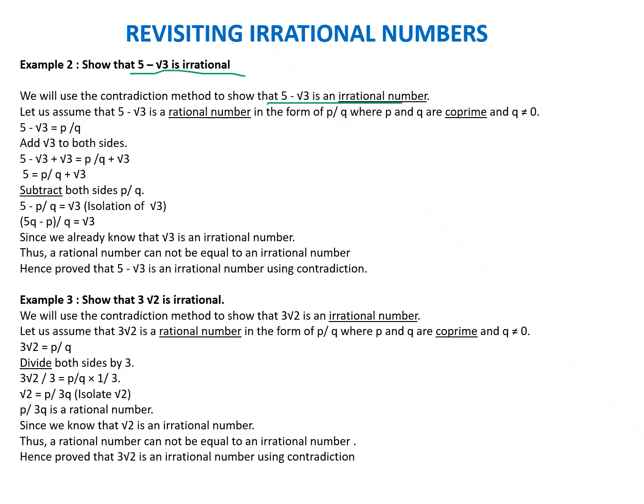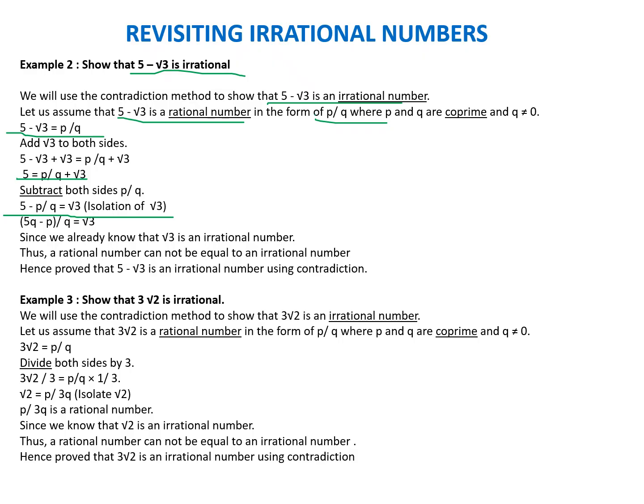So let us assume 5 minus root 3 is a rational number, which can be expressed in the form p by q, where p and q are co-prime. So we are saying 5 minus root 3 is equal to p by q. Add root 3 to both sides. 5 minus root 3 plus root 3 becomes 5, and p by q plus root 3 is on the other side. So this is the first thing. Typically, our attempt is to isolate the root, which means we have to make an equation such that we get root 3 or the relevant root on one side, and the rest of the equation on the other side.